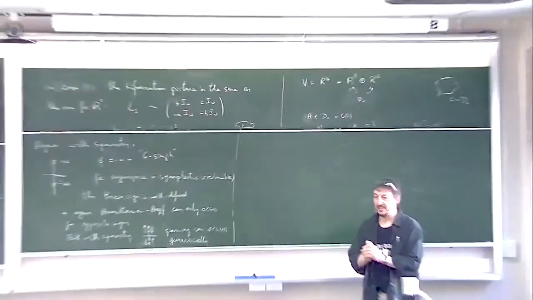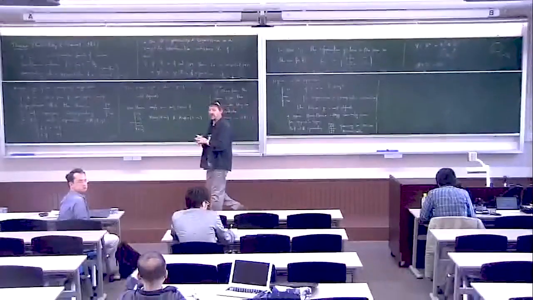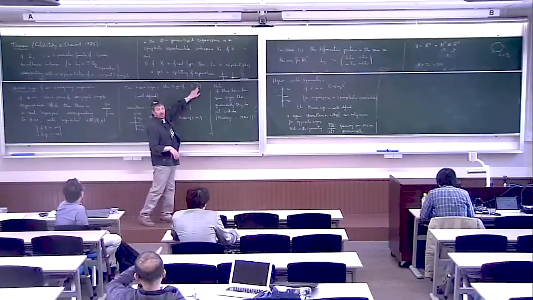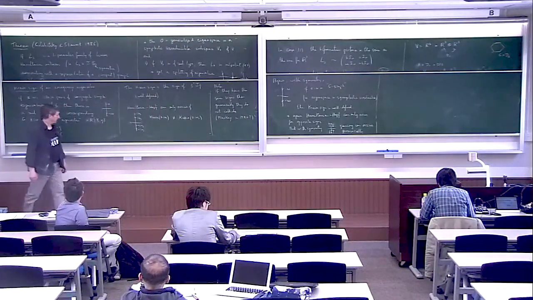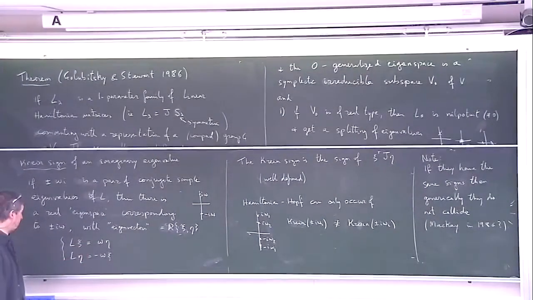Krein sign is not limited to the Hamiltonian. Any matrix... well, this matrix J is what makes it Hamiltonian. Yeah. And this form of the equations as well is Hamiltonian.